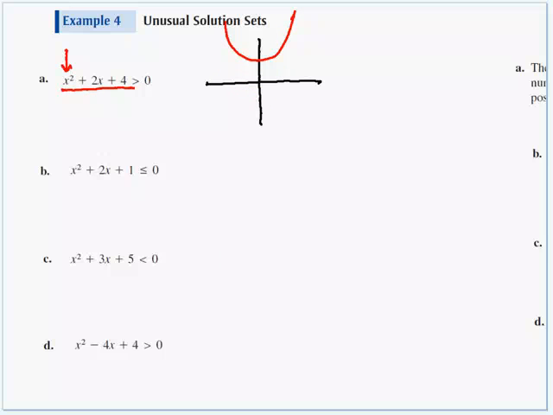All real numbers would be our domain. All real numbers. Or, if you want to write it in this notation, from negative infinity to positive infinity. That would be our solution set. All real numbers, because we're always positive. We're always greater than 0.